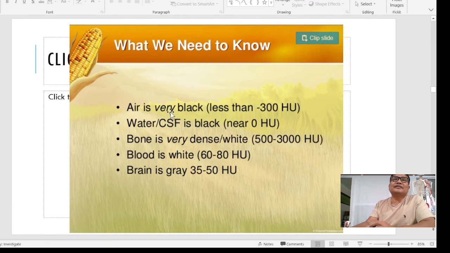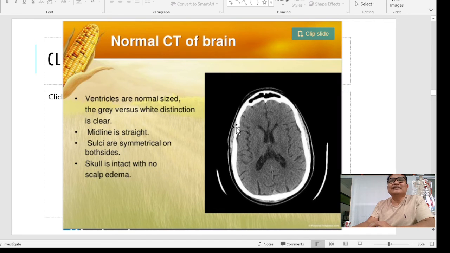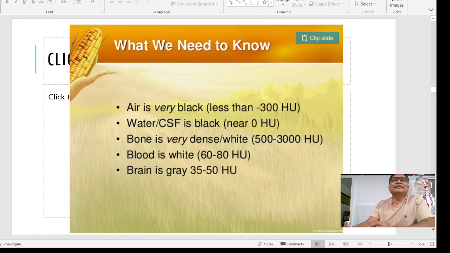intensity. So air is very black, water is black, bone is very dense, so it is white, blood white, brain is gray. Nantigam na, no? So kana white, that is bones. Kung dili na siya nag-white, that is calcifications or blood. Okay?